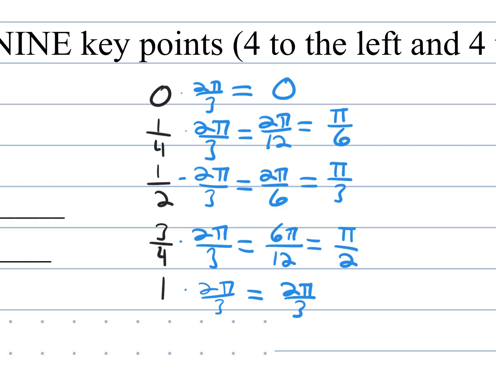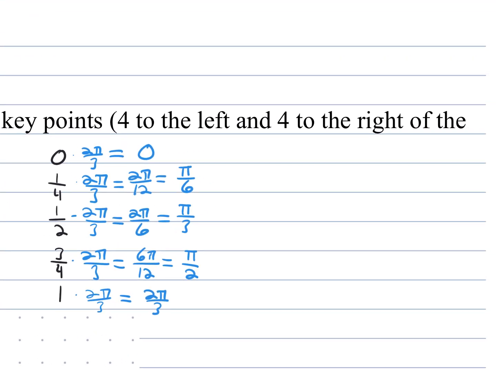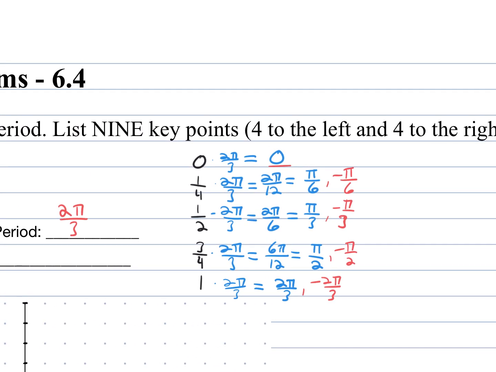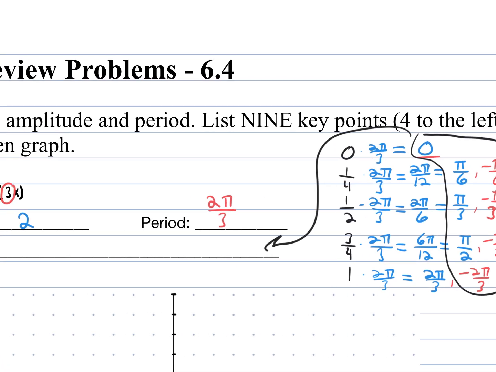All right, so the directions say to list 9 key points, 4 to the left, 4 to the right of the center. So there's 0, and then you also have the negatives of what you just found. So negative pi over 6, negative pi over 3, negative pi over 2, and then negative 2 pi over 3. And then so those are the numbers that we're going to list in our key points. If you don't want to rewrite them, you can just circle them and then say those are your key points.